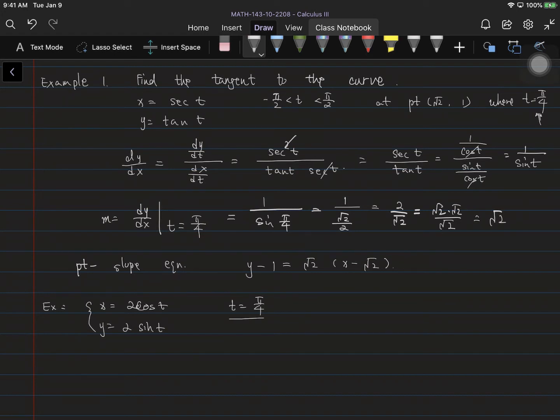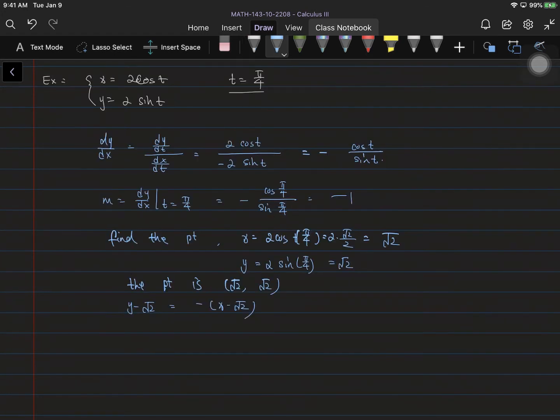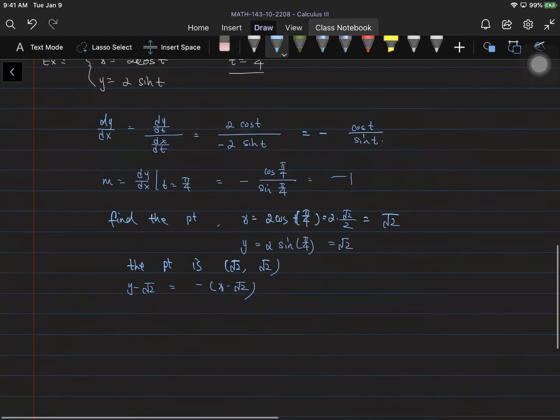I'm going to give you the solution later. That's the problem. You can see we do it the same way: find the derivative, and then plug in t equals pi over 4, and then we find the slope. After we find the slope, we try to use the point slope equation, but for this problem, the point is not given. So we just need to find the point by ourselves. How to find the point? We plug in pi over 4 into x and y, we find the point, root 2, and then just write down the point slope equation. Okay, that's the exercise problem.